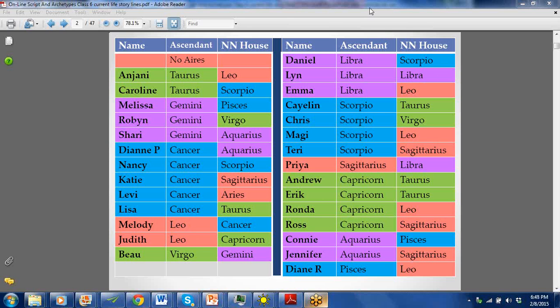Then we get to our one and only Sagittarius rising, Priya, the Libra version of it, looking for trail mates, looking for quest mates, the joy of sharing the journey with a like-minded other.